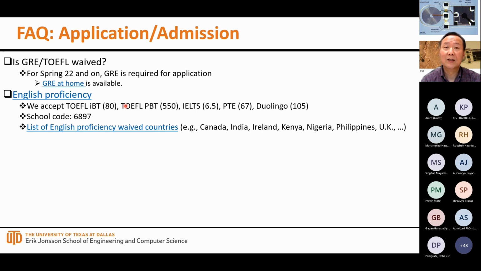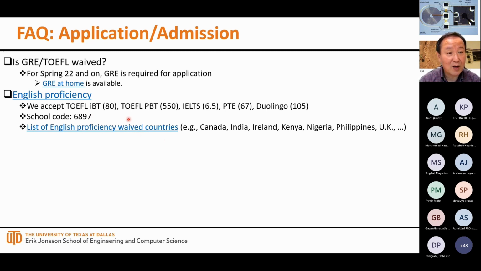So there is really no room to accept those who have a lower score than these scores in the parentheses. This is the bare minimum score that you must meet to satisfy the English proficiency requirement. When you report your English proficiency, please do use the school code, which is 6897. That is the University of Texas at Dallas.